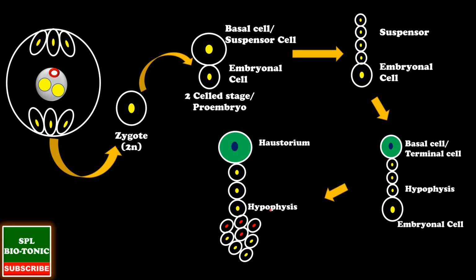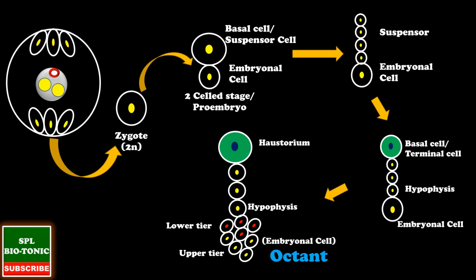Simultaneously, this embryonal cell divides mitotically to form 8 cells. It specifically divides thrice to form 8 cells. This group of cells is now called an octant. Octant means a group of 8 cells. It forms two tiers of cells, the lower tier of cells which are marked with red color, whereas the yellow colored cells are nothing but the upper tier of cells.